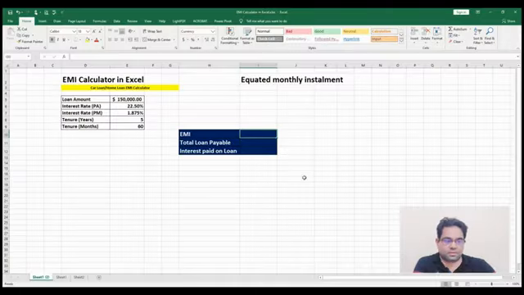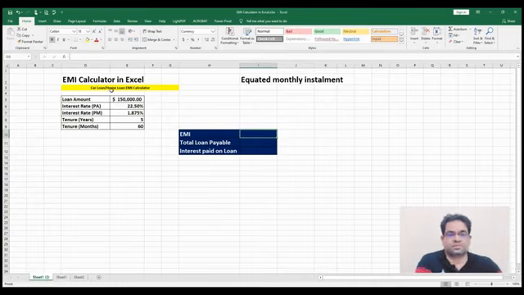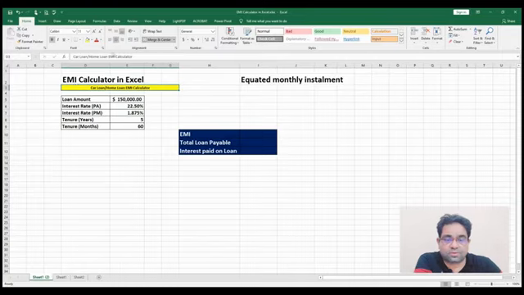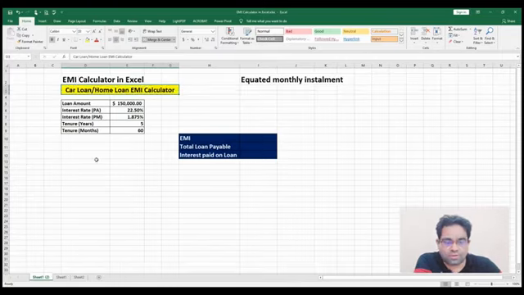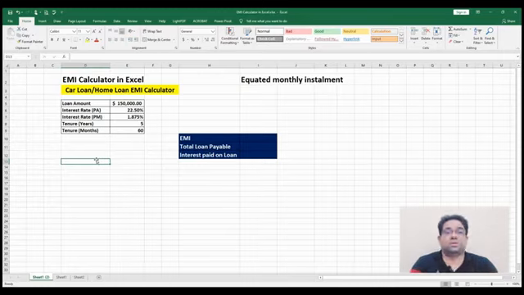Or if you are planning to take a loan from the bank, you can calculate the EMI. Suppose we want to take a car loan or a home loan, and you want to know how much you are going to pay every month for repayment of the loan, which includes principal and interest. That is called EMI. EMI means equated monthly installment. Now I'm giving an example.